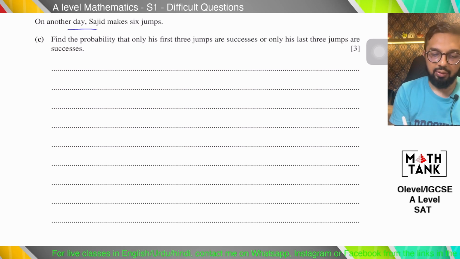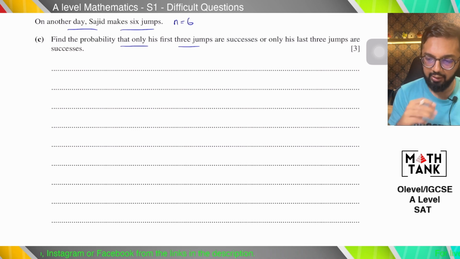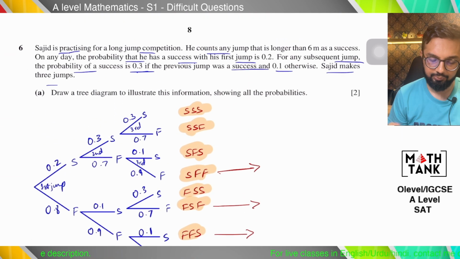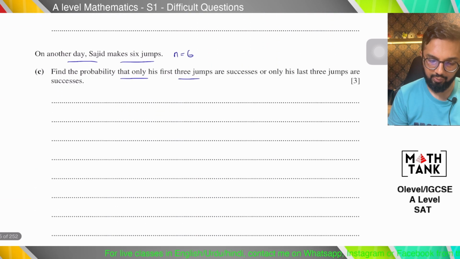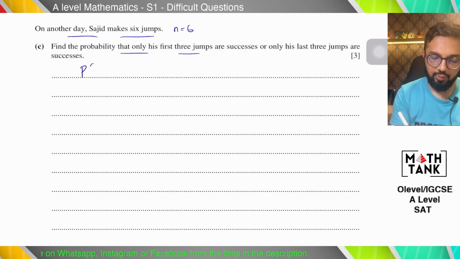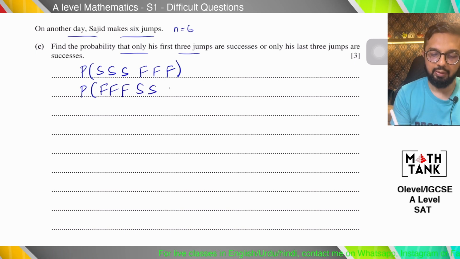Okay, on another day, Sajid makes 6 jumps. So I've told you that there's 6 jumps. Find the probability that only his first 3 jumps are successes or only his last 3 jumps are successes. So success, success, success, and failure, failure, failure. Or I can have failure, failure, failure, and success, success, success.